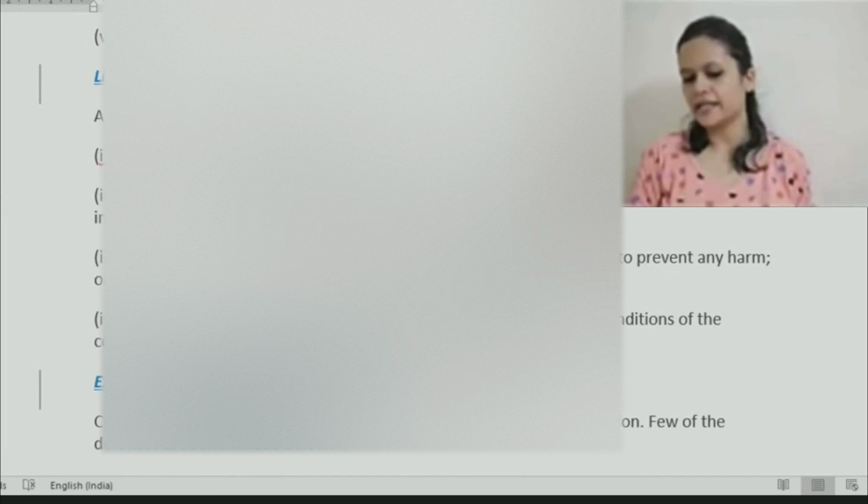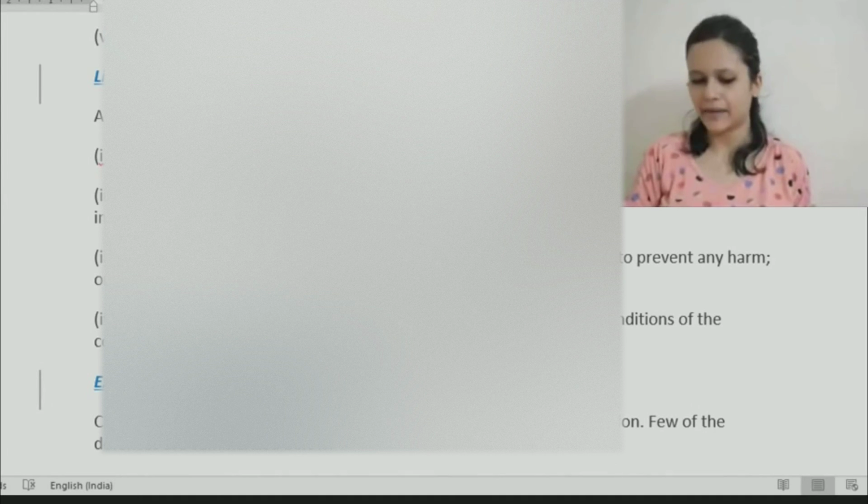Service provider did not issue adequate instructions or warning to prevent any harm. Whatever he should have told the person, he failed to tell. In such cases, accordingly, if loss is being caused, he can be held liable.